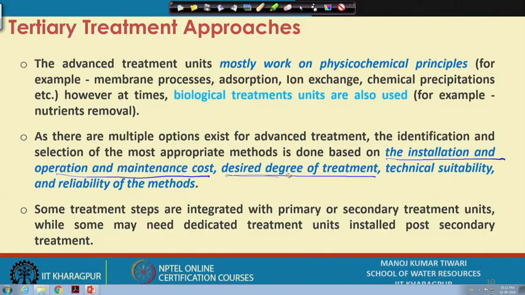Then the desired degree of treatment would be another criterion. Okay. As we were saying, RO can provide the best water quality in terms of the treated effluent, but do we need that kind of water quality? If you are planning to use that water for irrigation purposes, what is the point of processing that water through an RO system? What is the point of removing all the dissolved solids?